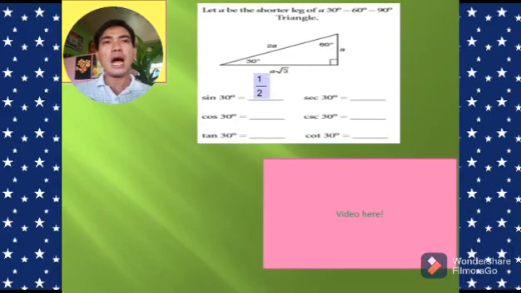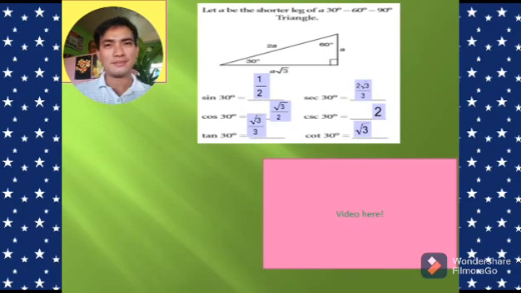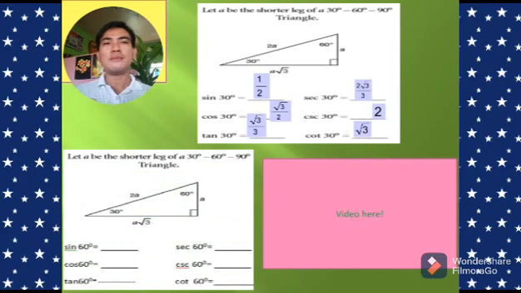So therefore, our sine 30 is equal to 1/2. Cosine 30 is equal to the square root of 3 over 2. Tangent 30 is equal to square root of 3 over 3. Secant 30 is equal to 2 square root of 3 over 3. And cosecant 30 is equal to 2. Cotangent 30 is equal to the square root of 3. Is that clear now? Let's proceed to this problem.